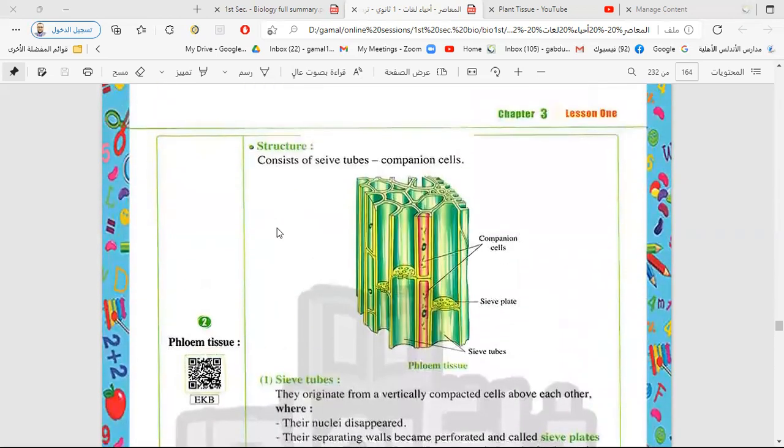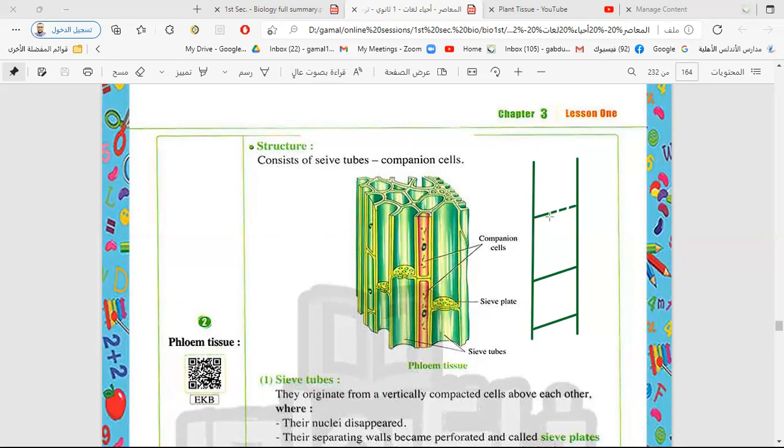We have another complex tissue which is called phloem tissue. Phloem tissue. If you imagine that there are also some cells here, some cells like this, arranged over each other, and there is a separating wall between the cells. What happened here? The wall doesn't disappear like in the xylem, but it only becomes pitted.